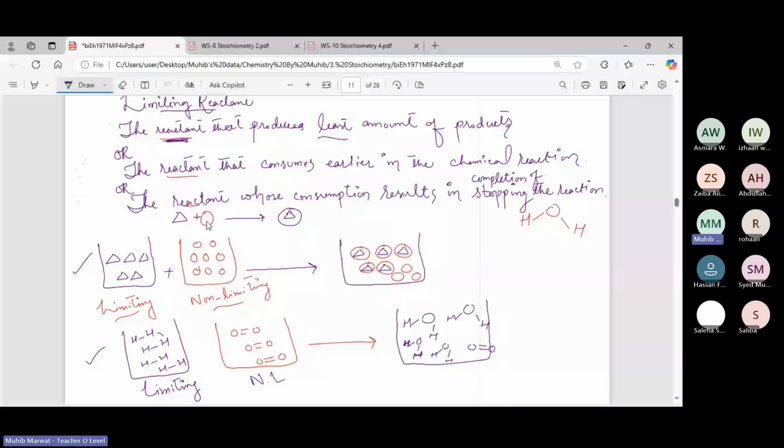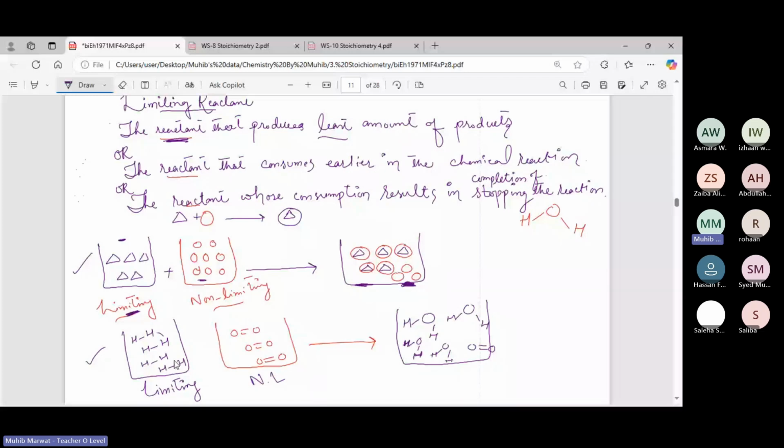As there are 5 triangles and 8 circles, the 5 triangles will attack 5 circles to form 5 products, right? And as soon as the triangles are completely consumed, the reaction will stop. Such a reactant whose consumption results in the stoppage of the reaction is called the limiting reactant. As the circles are left unreacted at the end of the chemical reaction, they are the non-limiting or excess reactant. Same is the case with hydrogen reacting with oxygen.